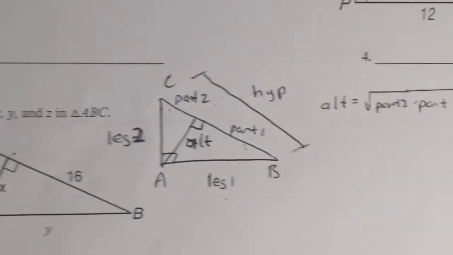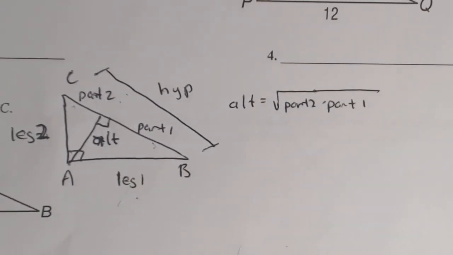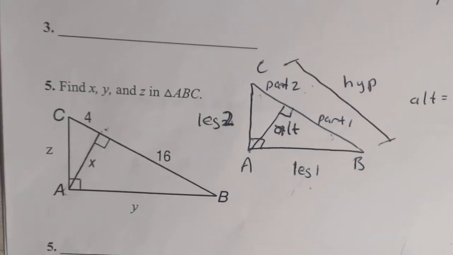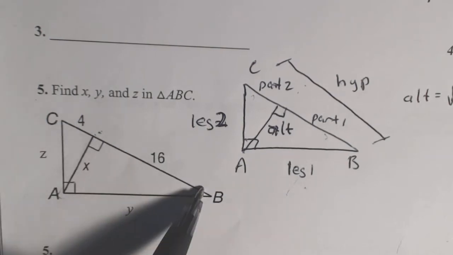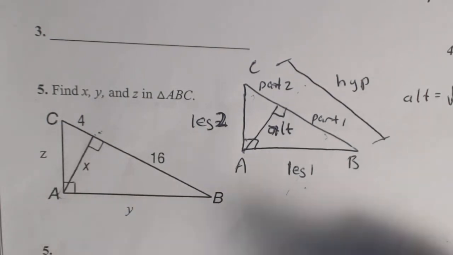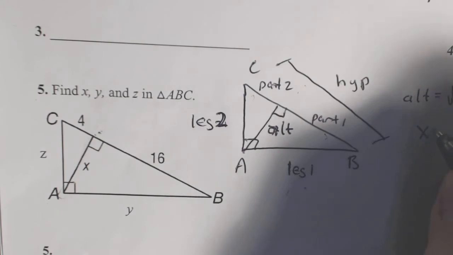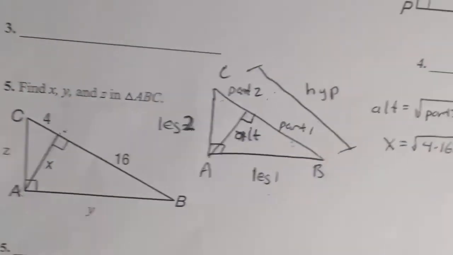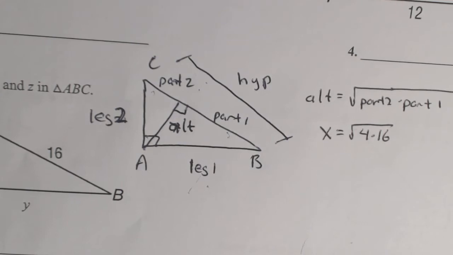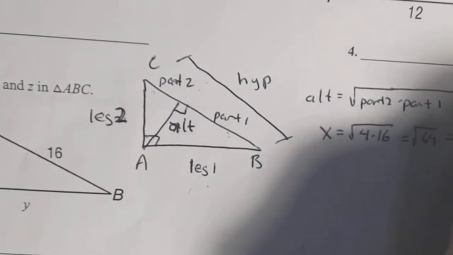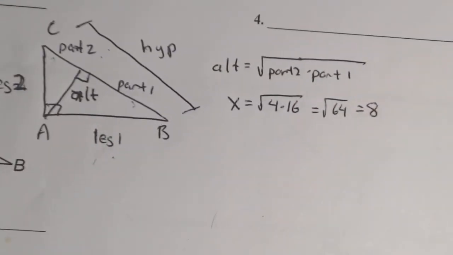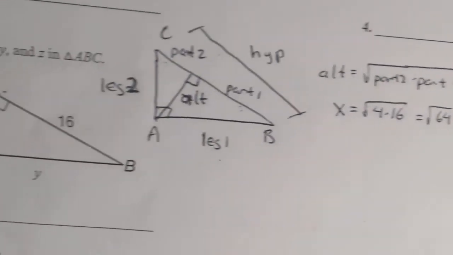Now in the problem you're doing, problem number 5 down here, the altitude is x, and the two parts of the hypotenuse are 4 and 16. So you're going to have that x is the square root of 4 times 16. That means x is the square root of 64, and that works out to be a whole number. It's 8. So x is 8 on problem number 5.